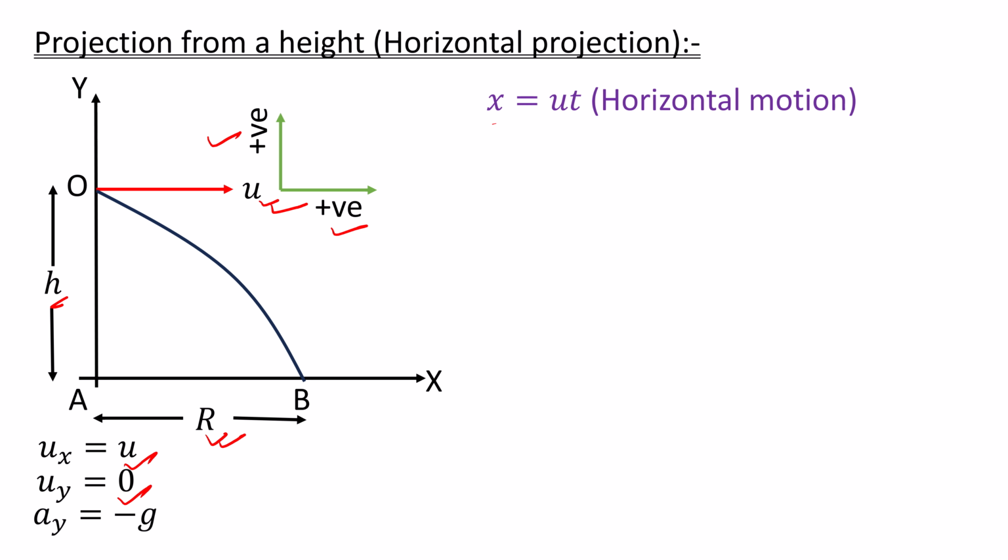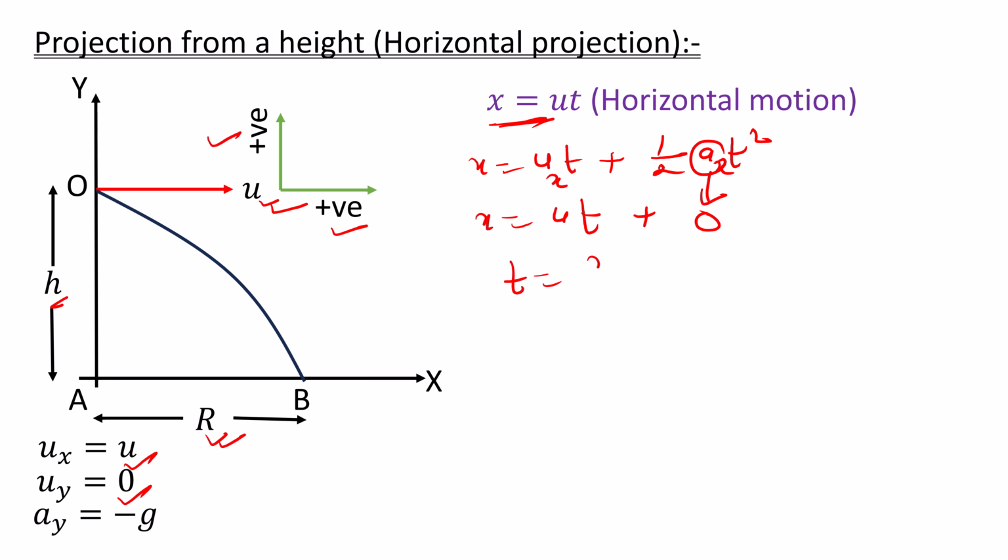x equals ut plus (1/2)at². This is horizontal. x equals horizontal velocity u times t plus the horizontal acceleration term. Since the velocity remains constant, the acceleration is 0, and simply x equals ut. That's why t equals x by u.